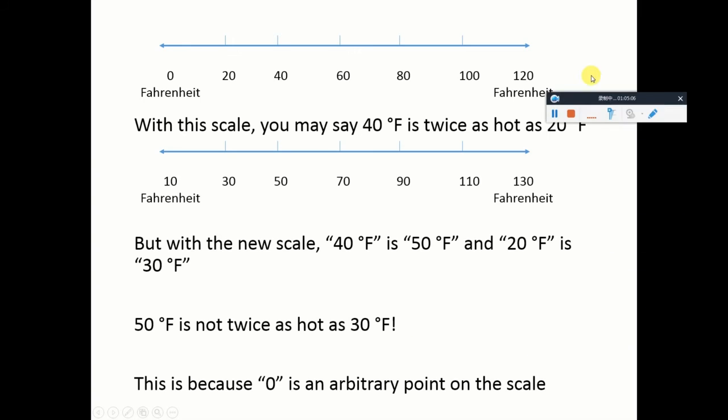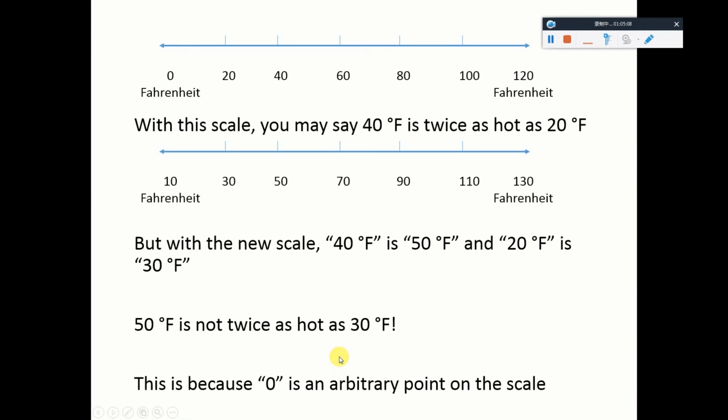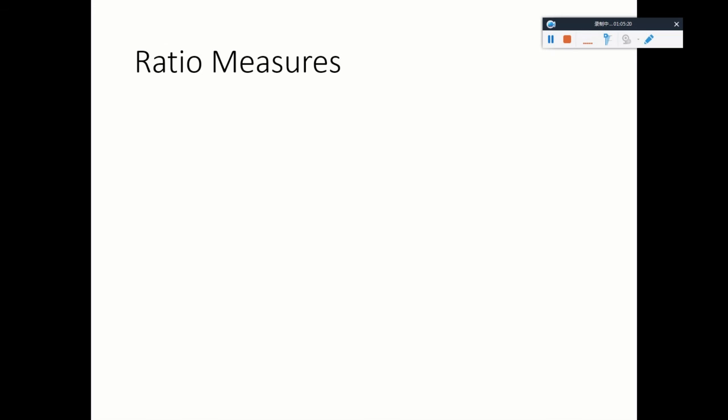Okay, so in the end, we say that the fundamental reason is that 0 is arbitrary, right? It does not mean the absence of something. Lastly, we have ratio measure, and ratio measure simply provides a meaningful, not an arbitrary, 0 point to an interval measure.